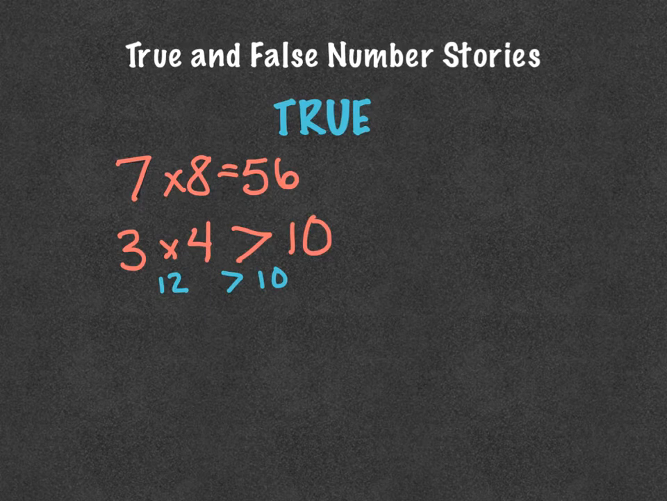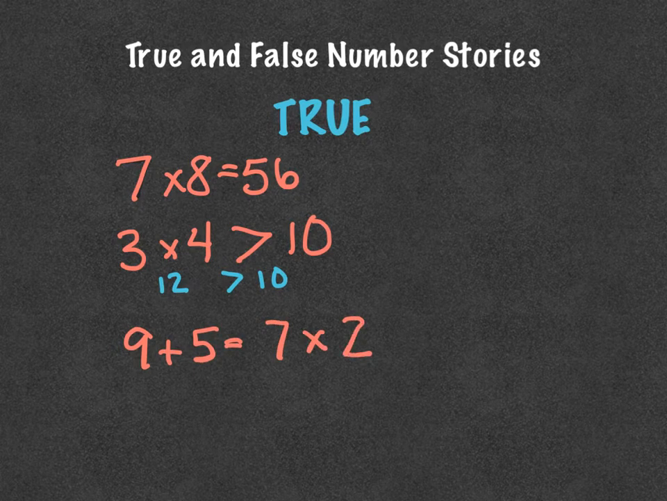Let's see. What if we had 9 plus 5 equals 7 times 2? So sometimes it takes a little bit of extra math or jotting down your ideas here. So 9 plus 5 is 14. And 7 times 2 is also 14. So you can have equal signs, you can have greater than or less than signs, and then you can have a problem where there are actually two different parts of it, and you have to just see if both sides of the equal sign are equal.